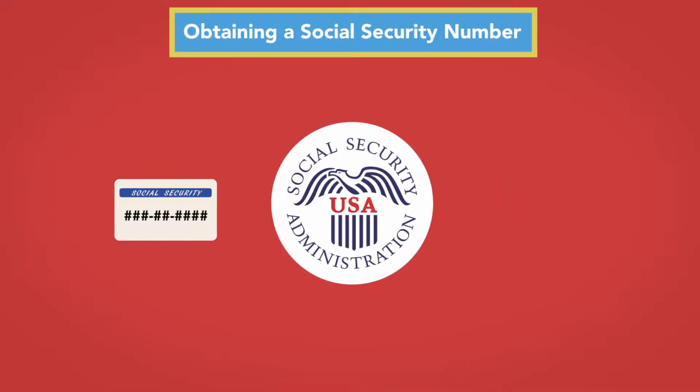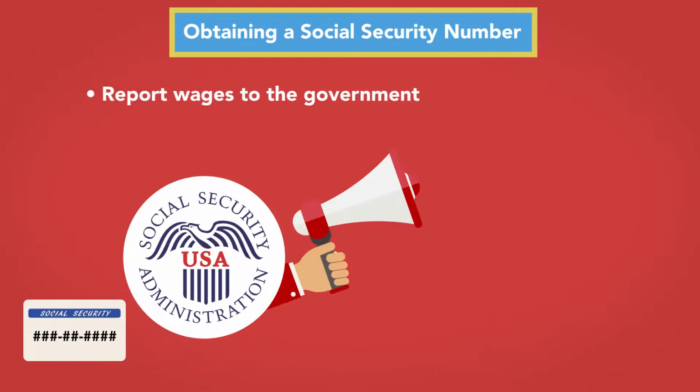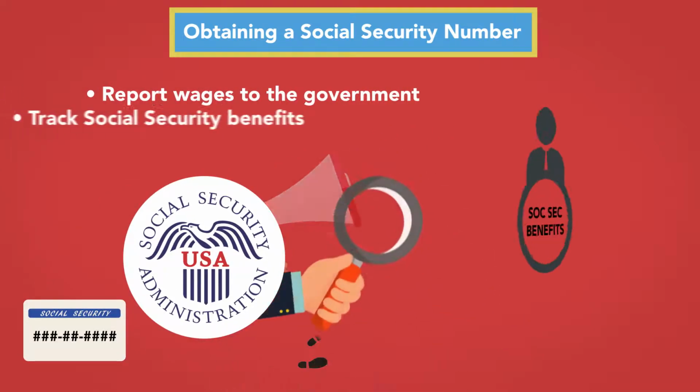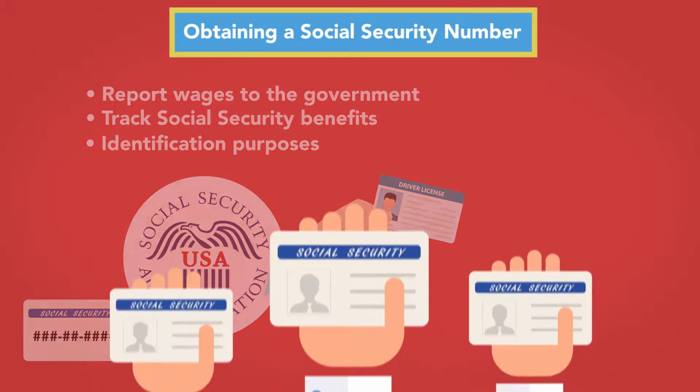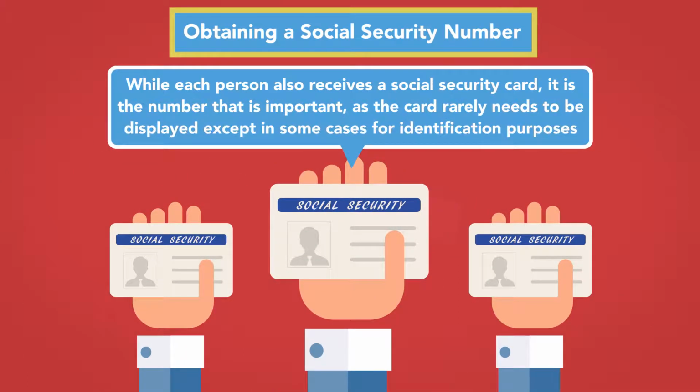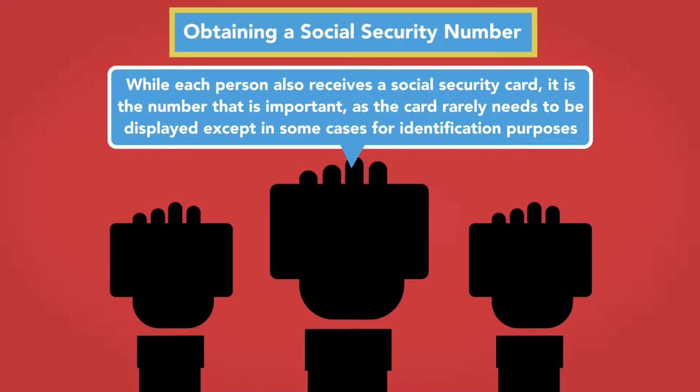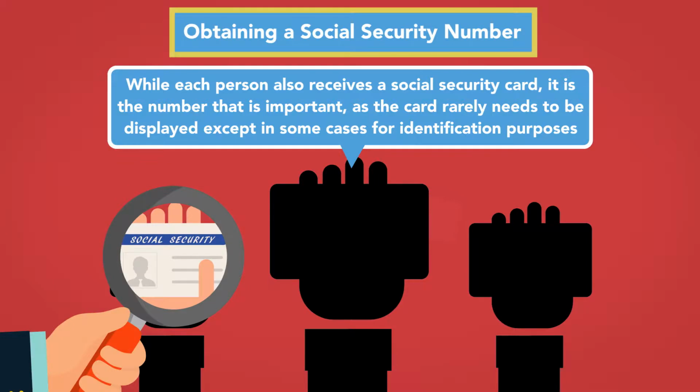The Social Security Administration uses the number to report wages to the government, track Social Security benefits, and for other identification purposes. While each person also receives a Social Security card, it is the number that is important, as the card rarely needs to be displayed except in some cases for identification purposes.